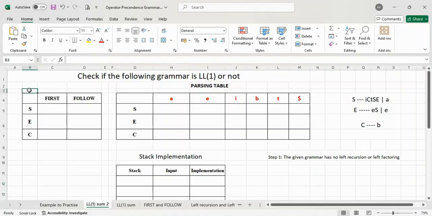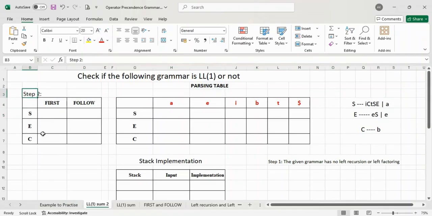The second step is here. I'll again write step 2. Those who want to note it down from an examination point of view, this is how you will be writing. So this is step 2, that is to calculate first and follow. By now I guess everybody knows that whenever I want to calculate first and follow, I will create rows for the variables, that is my capital letters, and accordingly I will be calculating first and follows. Whenever we are calculating first, we start from the bottom of the table, and whenever we are calculating follow, we start from the top of the table.